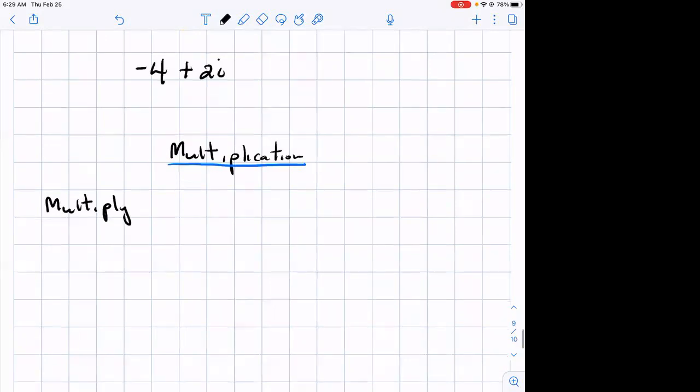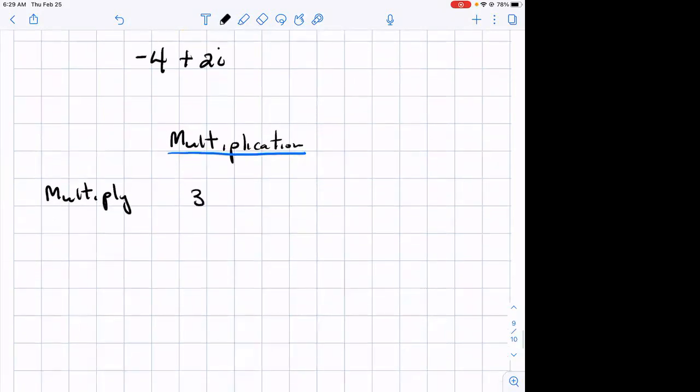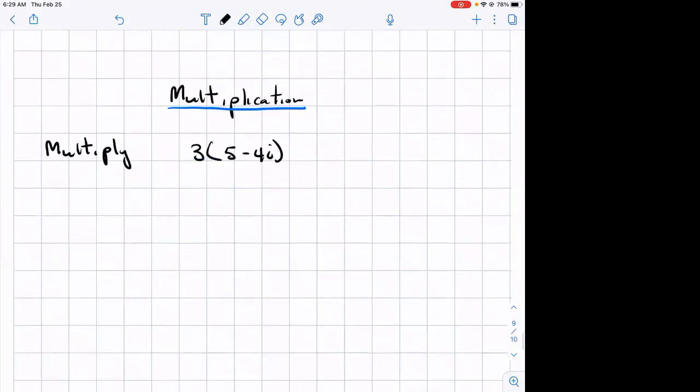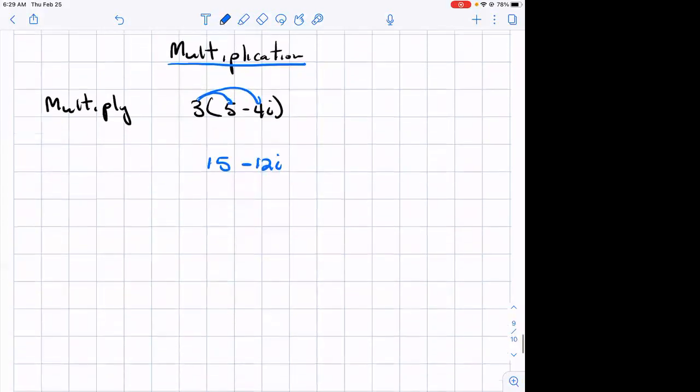So if I say multiply, and I give you 3 parentheses 5 minus 4i, well, you will distribute very similar to if you were distributing. So 3 times 5 becomes 15, and 3 times minus 4i becomes minus 12i. And there's nothing to simplify here because it's the real minus the imaginary.